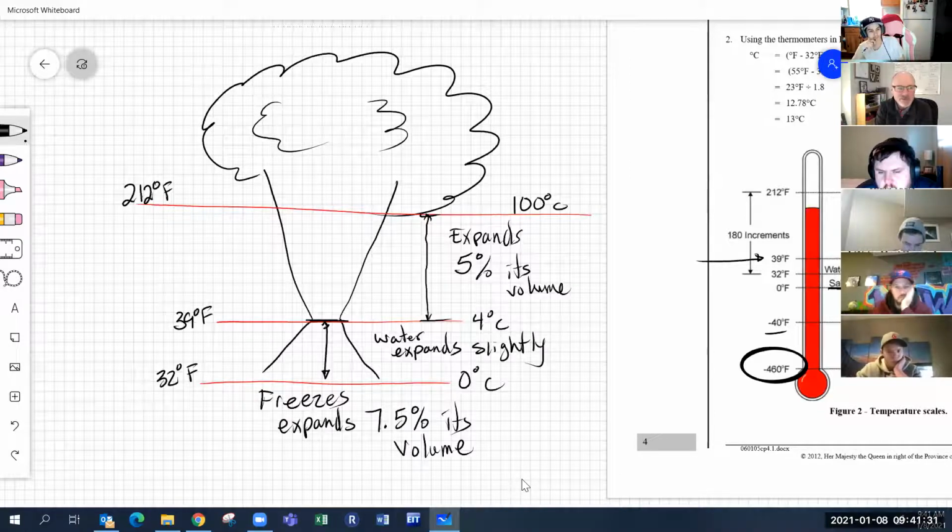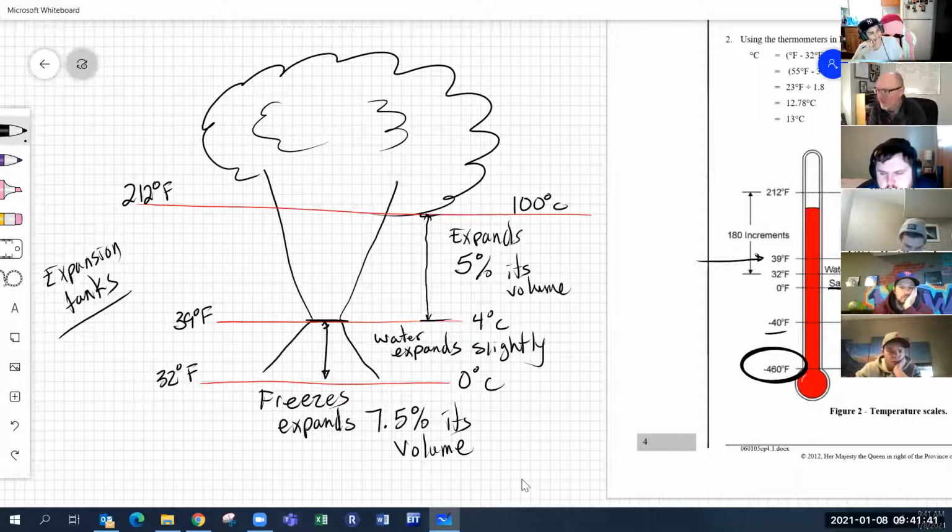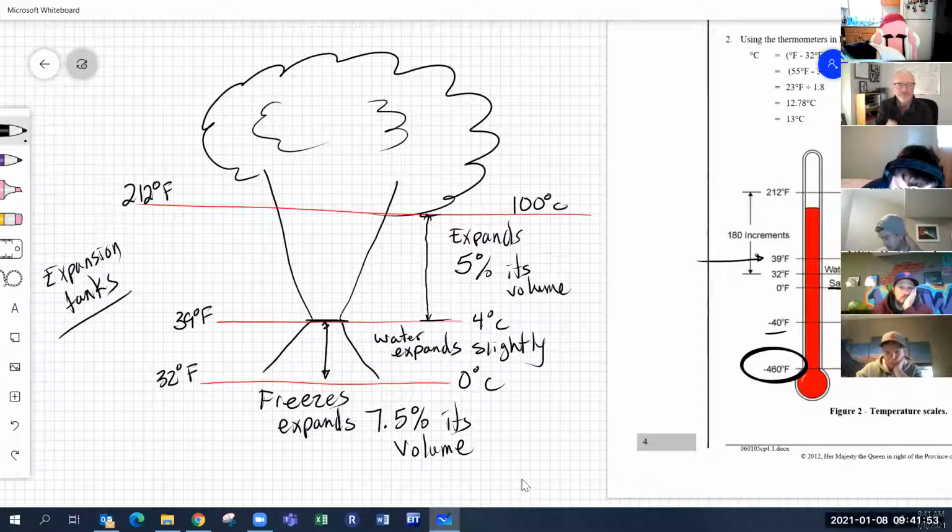And this is the reason why we have expansion tanks in our heating systems. This is why we have expansion tanks, because we want the expansion to take place in the tank rather than our system. I can show you an image of that in a second.